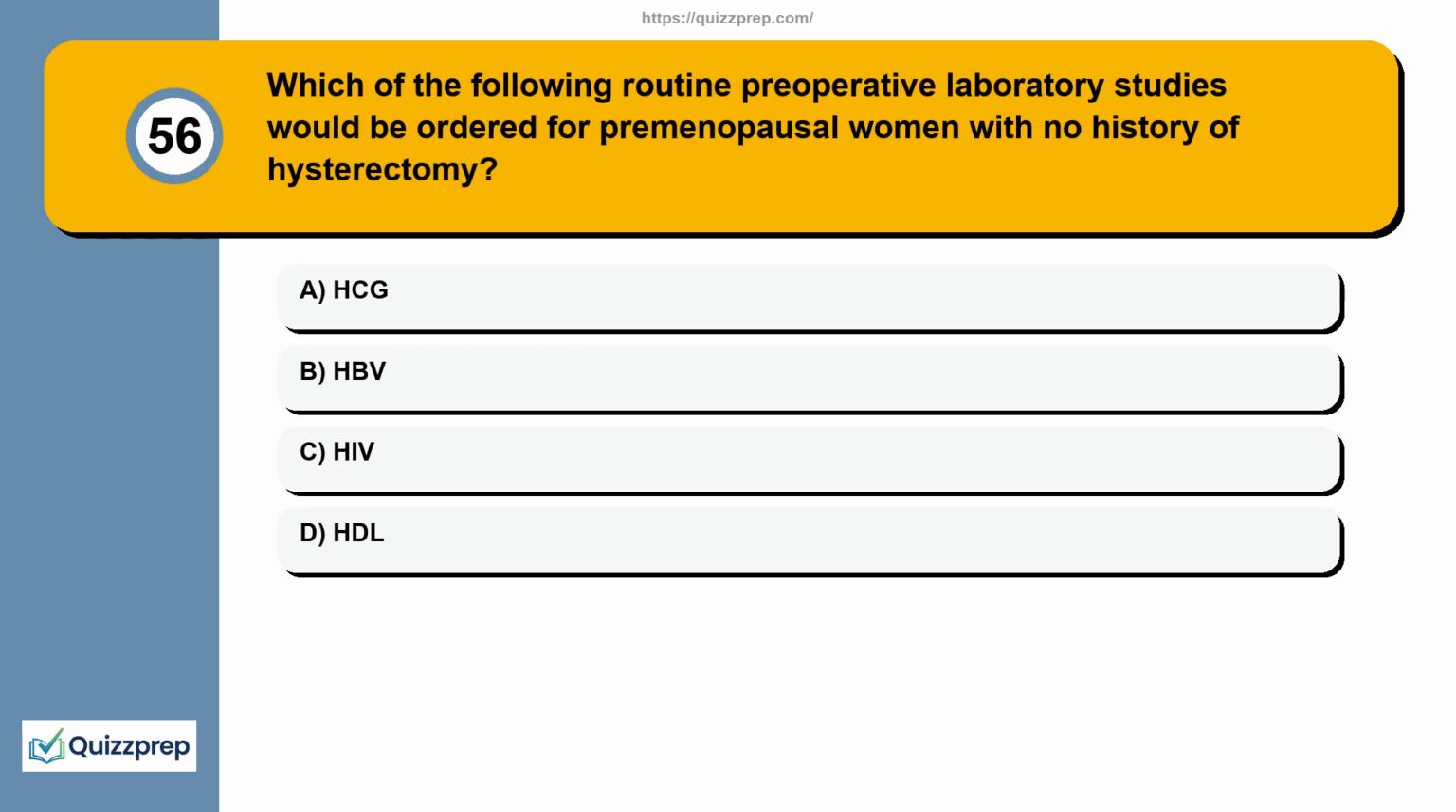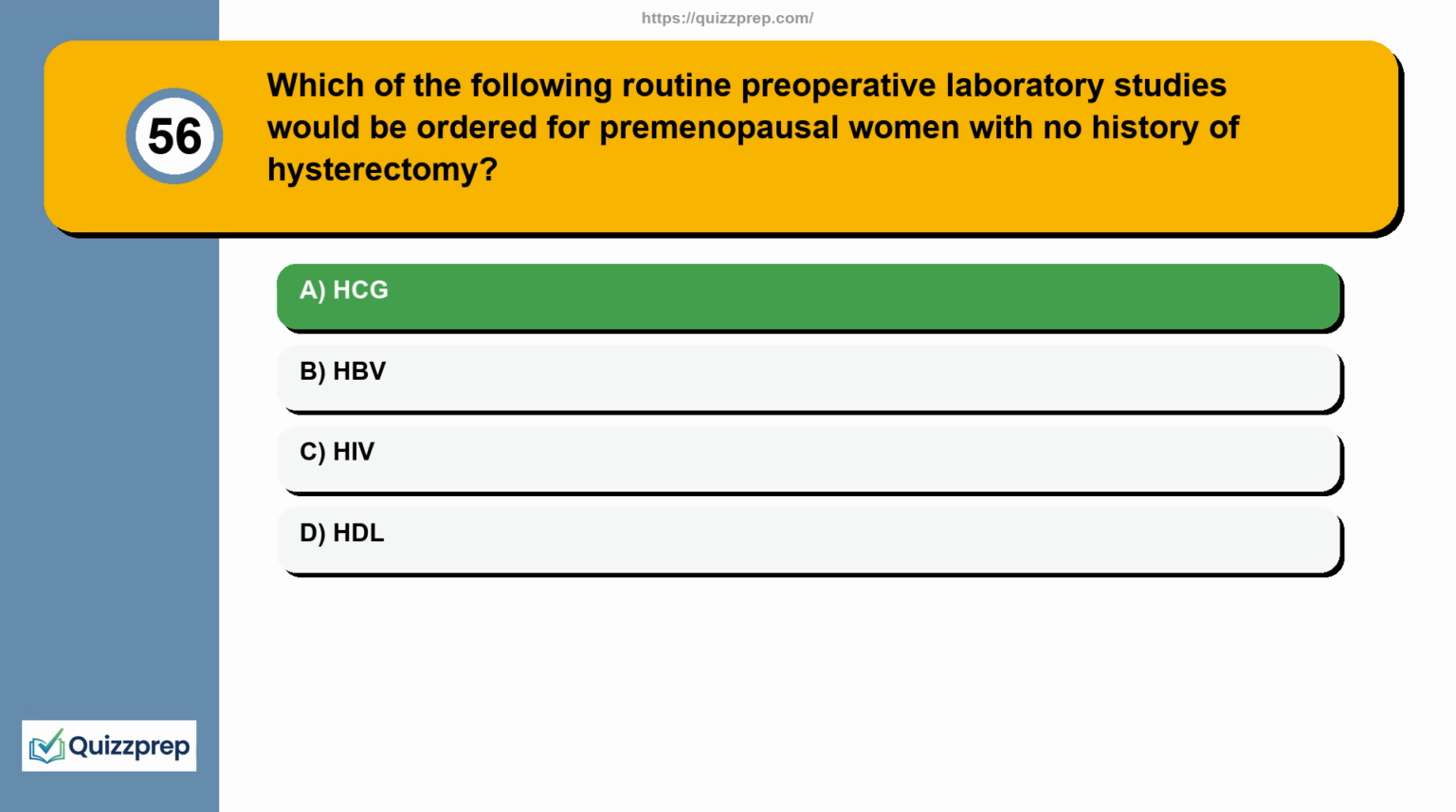Question 56. Which of the following routine preoperative laboratory studies would be ordered for premenopausal women with no history of hysterectomy? Option A, HCG. Option B, HBV. Option C, HIV. Option D, HDL. The correct answer is option A, HCG.